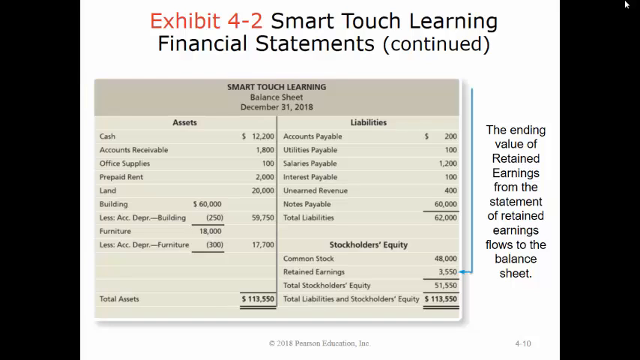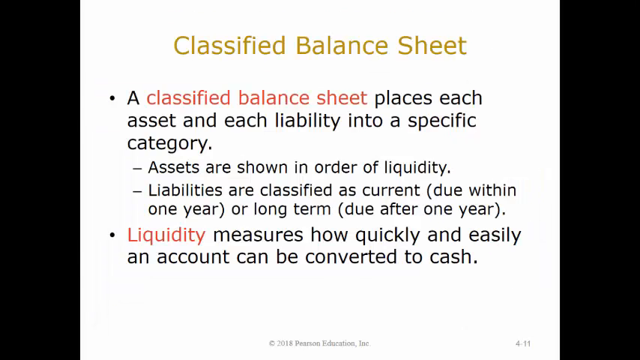Smart Touch Learning's balance sheet in Exhibit 4.2 lists the assets on the left and the liabilities and the stockholders' equity on the right in an arrangement known as the account form. A classified balance sheet is a balance sheet that places each asset and each liability into a specific category, such as current or long term.